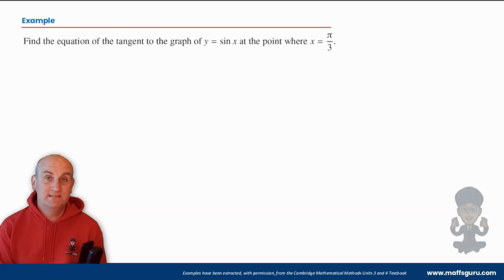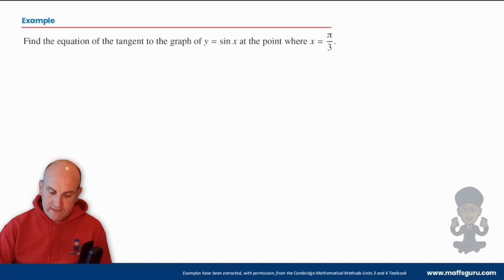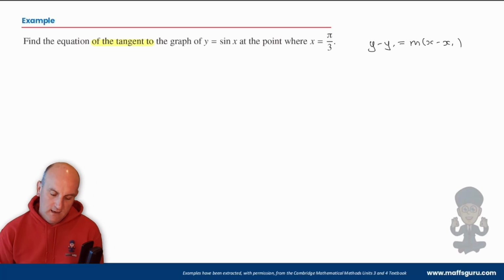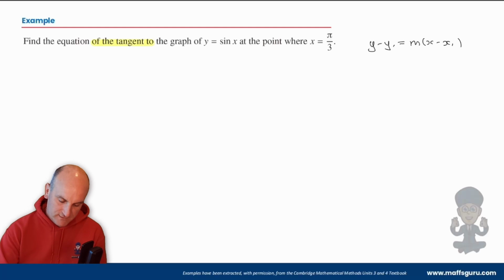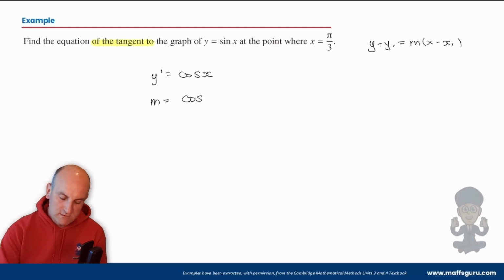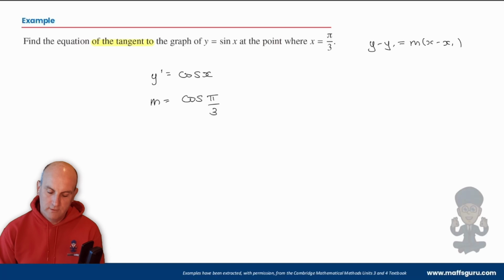Okay, now moving on to another example. This is Methods 3 and 4, trig, trig, trig, trig, and more trig. So what have we got here? We've got to find the equation of the tangent. So I'm going to write y minus y1 equals m times x minus x1, just to help me, of the graph of y equals sine x at the point where x equals pi on 3. The first thing we need to do is y dashed. Sine goes to cos, so cos x. So the gradient when x equals pi on 3 is the cosine of pi on 3. What's the cosine of pi on 3?